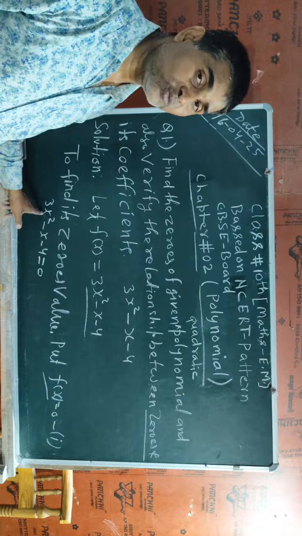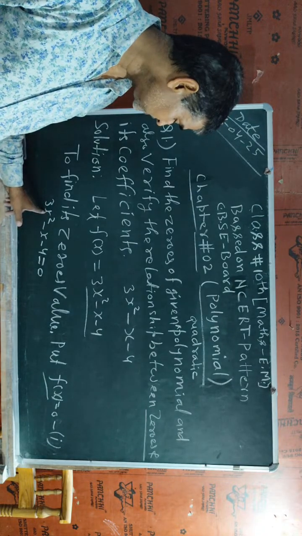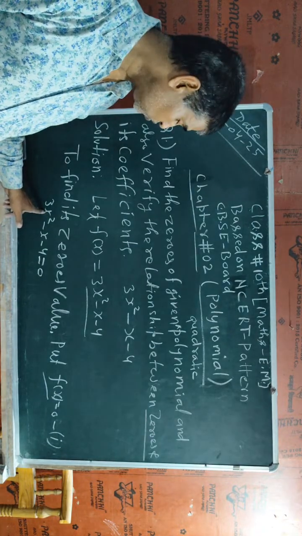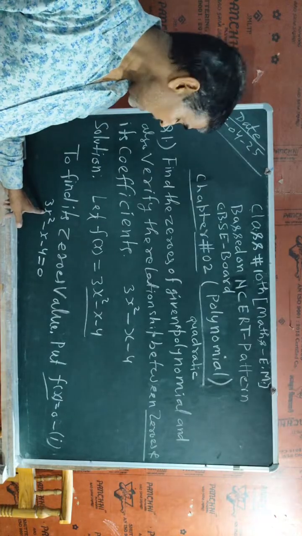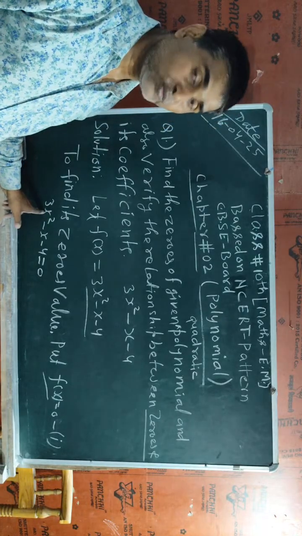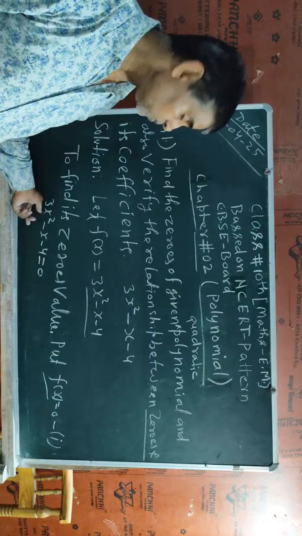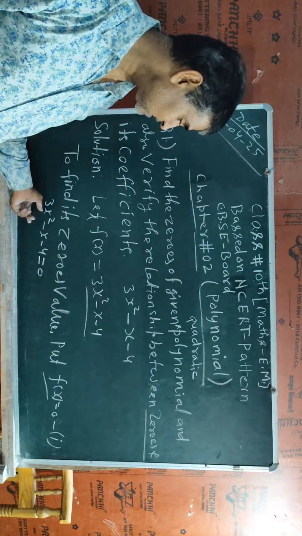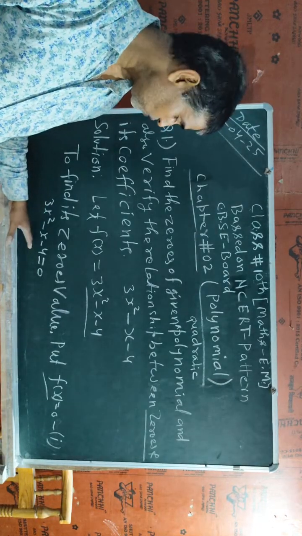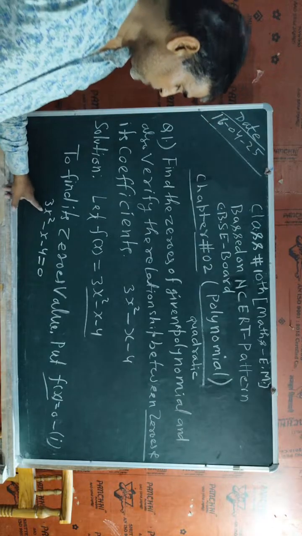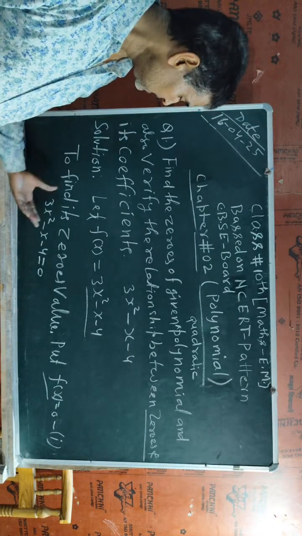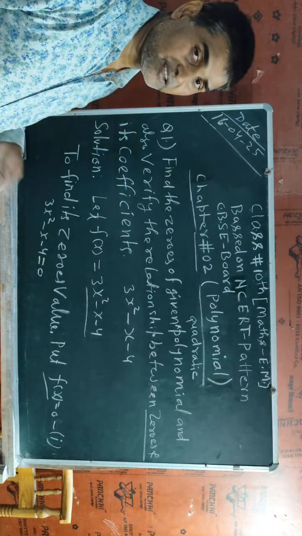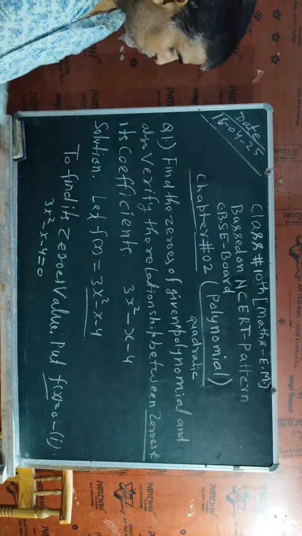In other words, we can say that this quadratic equation will have two roots, and both will cut the x-axis at two different points. In other words, these two values will intersect the x-axis at two different points. Okay, student, this is the parabola, and it will open in the upward direction. Now I am going to solve this equation.